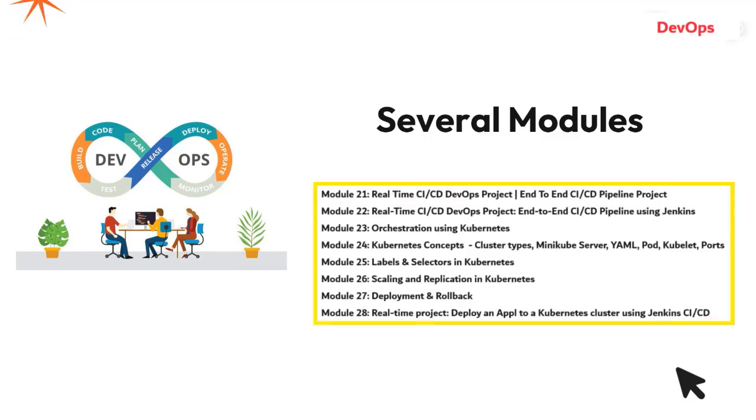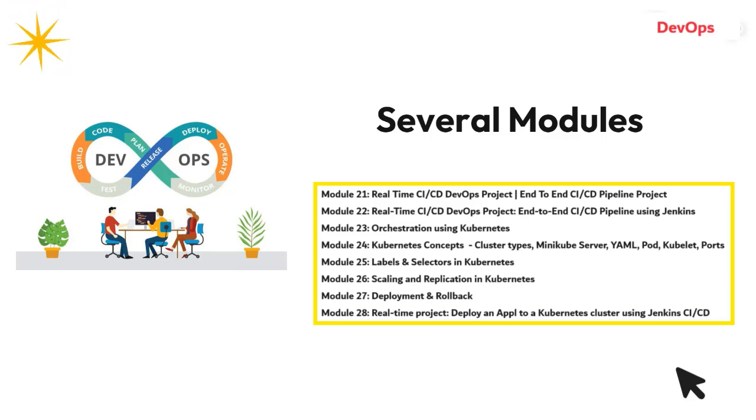And then we'll have the real-time CI/CD DevOps project. It's an end-to-end CI/CD pipeline project, manual as well as using Jenkins. And then we'll have a separate module on orchestration using Kubernetes, Kubernetes concepts, cluster types, Minikube server, YAML, pod, kubelet, and many more things we'll discuss in this section.